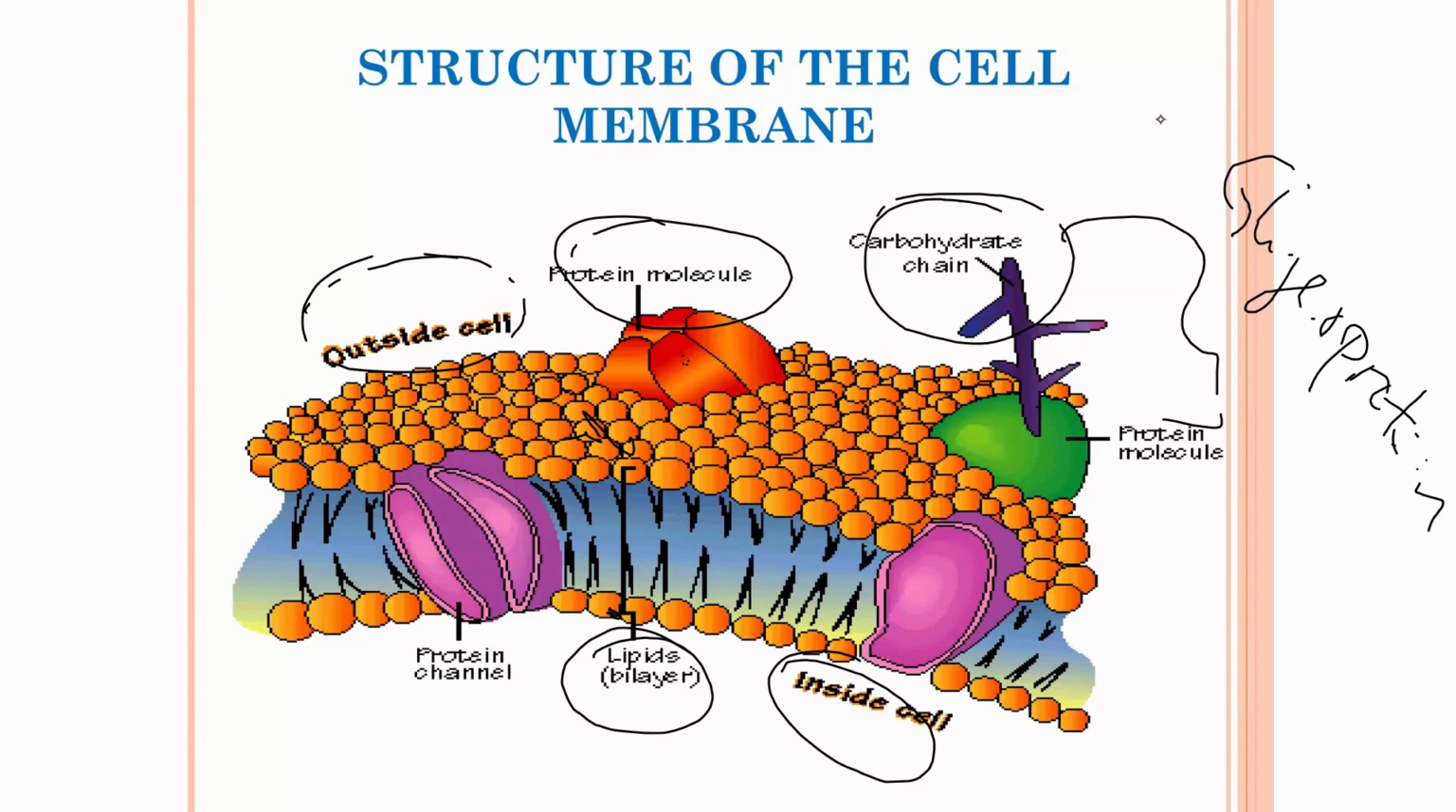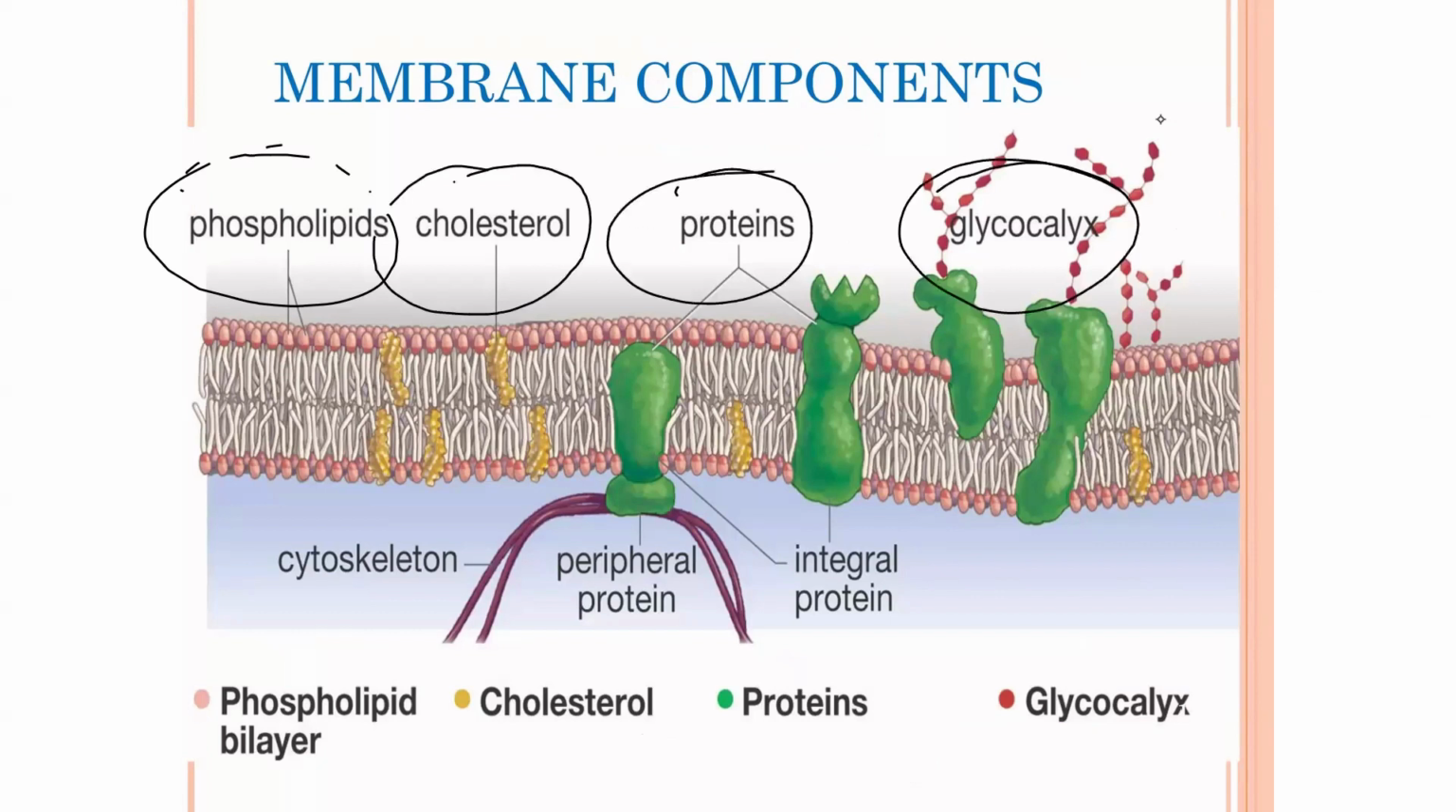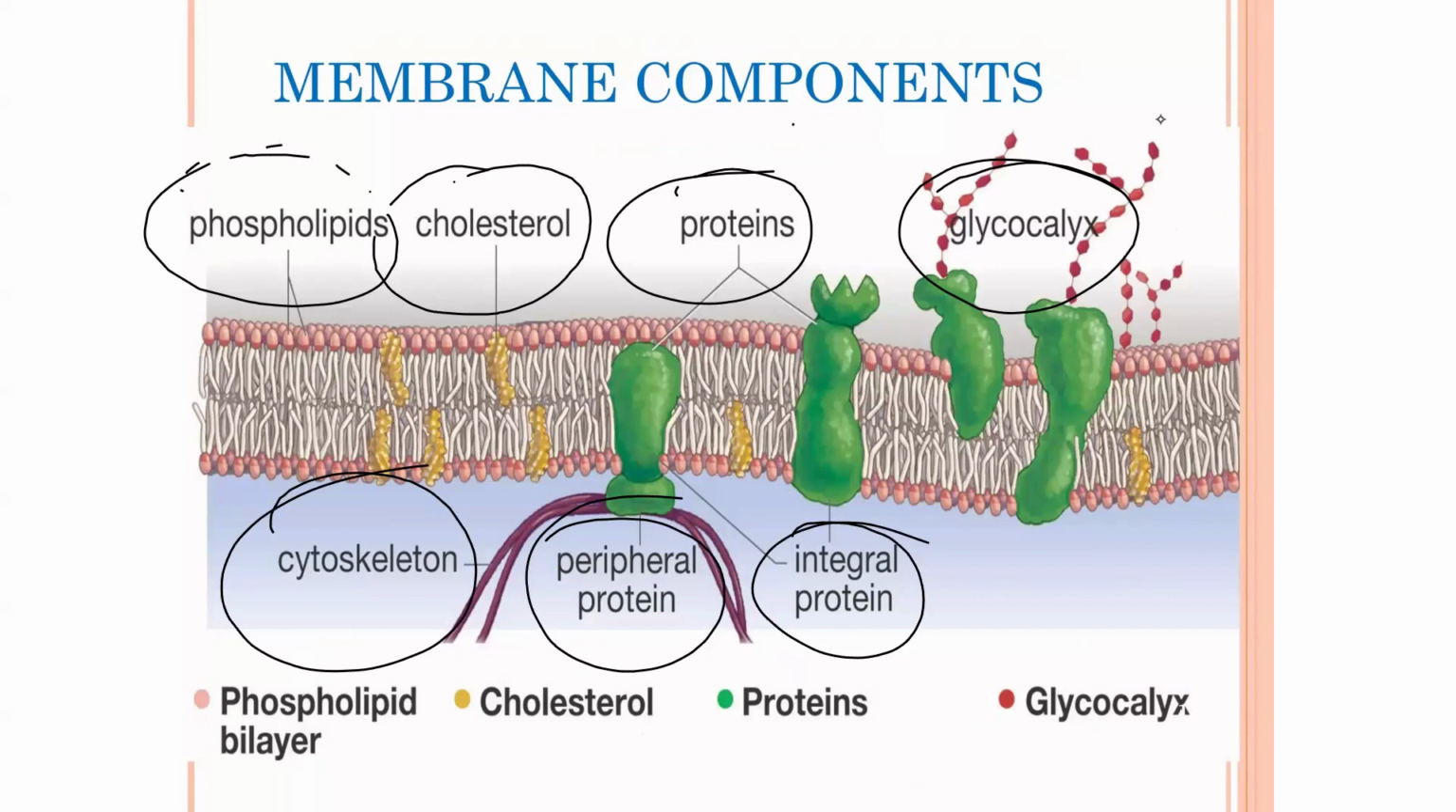So now the next thing that we are going to look at is the membrane components. In the membrane components, we have phospholipids, cholesterol, proteins, glycosylations, peripheral proteins, cytoskeletal proteins, and then integral proteins. These are also components of the cell membrane, but we are going to look at them one after the other as time goes on. For now I am just making a general explanation of most of these.